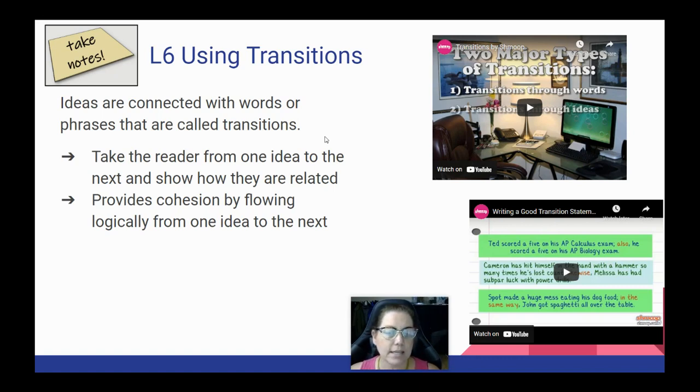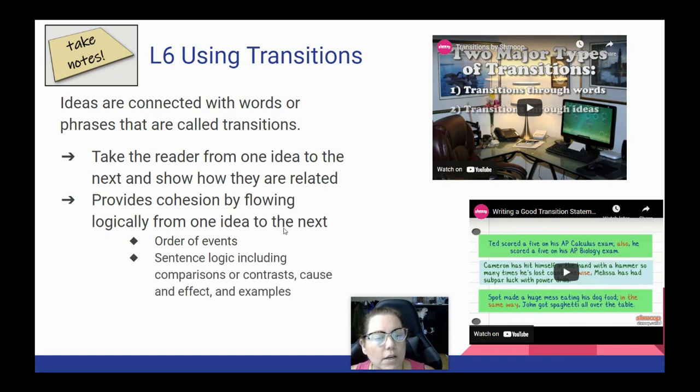So remember in our last lesson, we talked about using transitions to provide that flow between paragraphs and moving from one section to the next. So that's what you're going to be focusing on for this particular lesson. Remember that you can do this by putting your order of events. You can also use sentence logic, including compare and contrast, cause and effect, and examples.